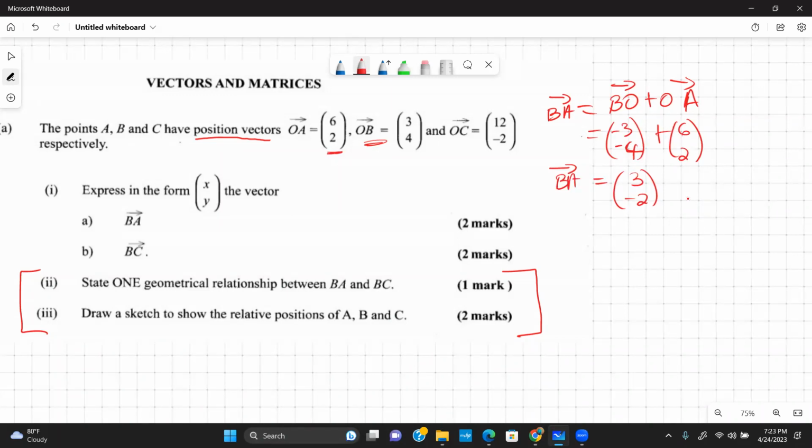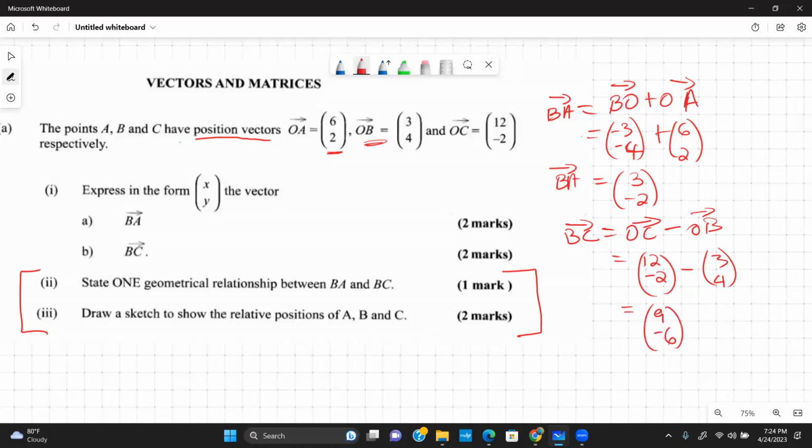Now let's look at BC. They want you to do BC as well. So it's up to you. I'm just going to do this the other way. So it's going to be OC, just doing the two methods for you, minus OB. So OC is 12, -2, minus OB, and OB is 3, 4. So 9 minus 6. All right. So BC is 9, -6.